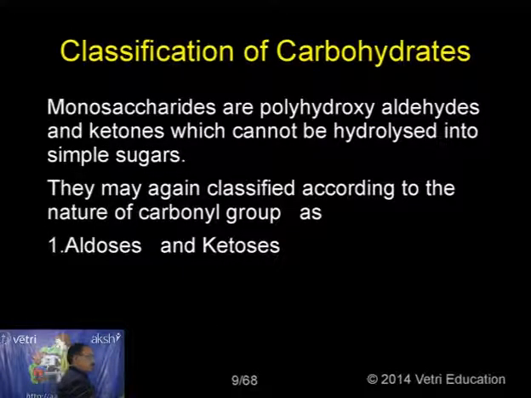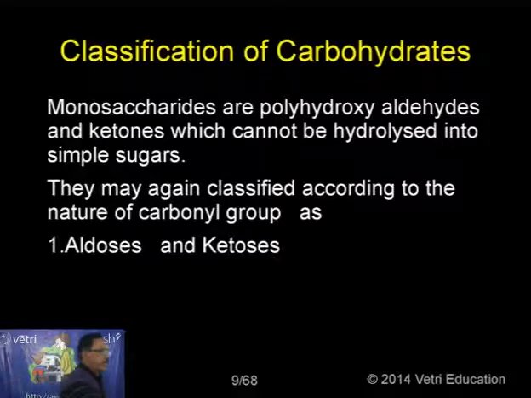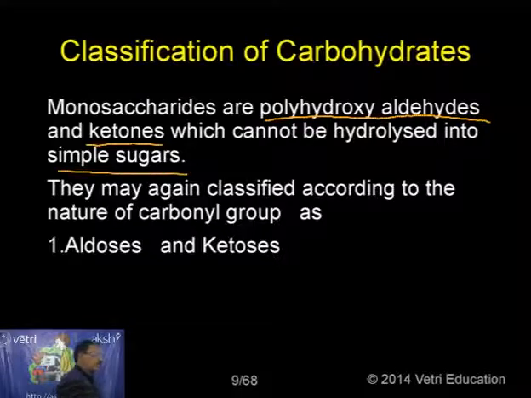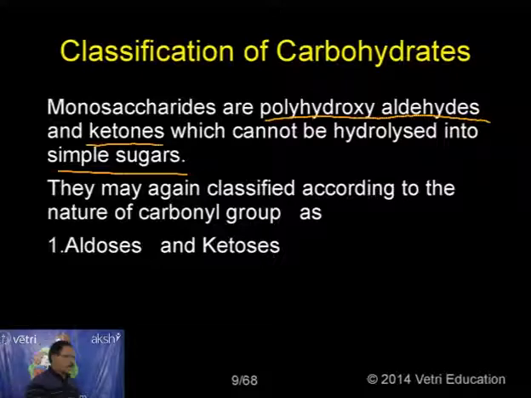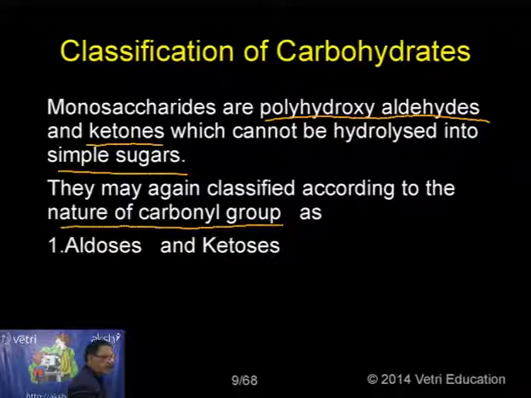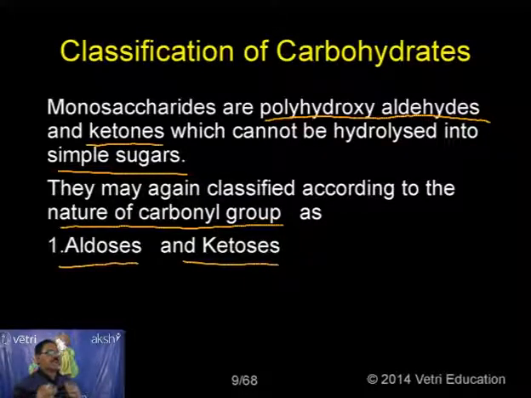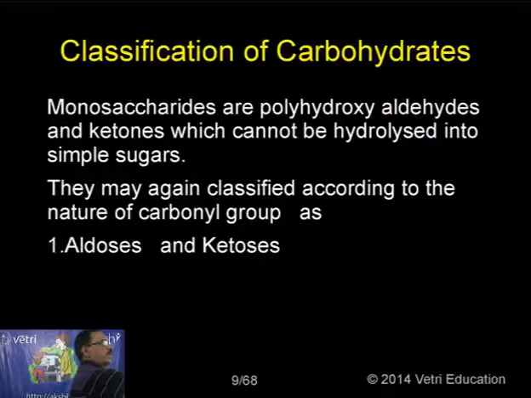Monosaccharides are polyhydroxyaldehydes and ketones which cannot be hydrolyzed into simpler sugars. This is the most important. They may again be classified according to the nature of the carbonyl group as aldoses or ketoses. If an aldehyde group is present, behaving like an aldehyde, it is an aldose. Behaving like a ketone, it is a ketose. This is the most important information I want to convey here under the classification.